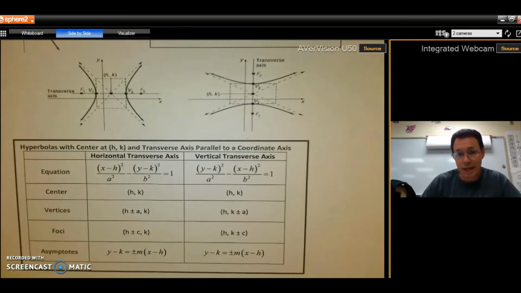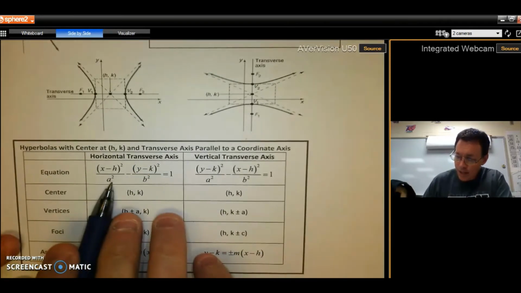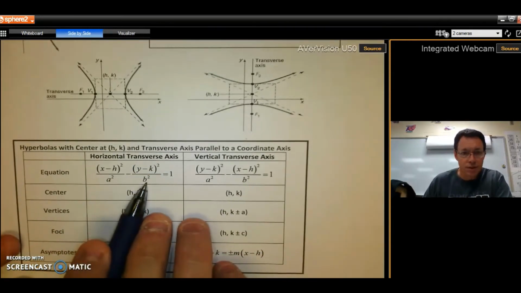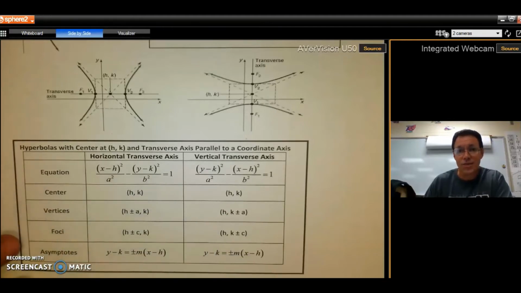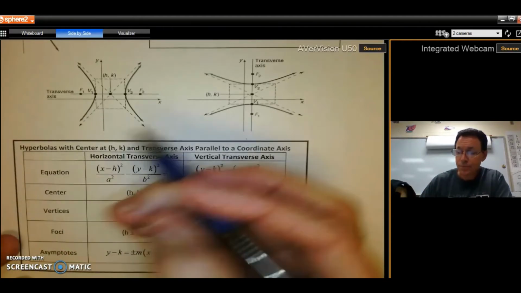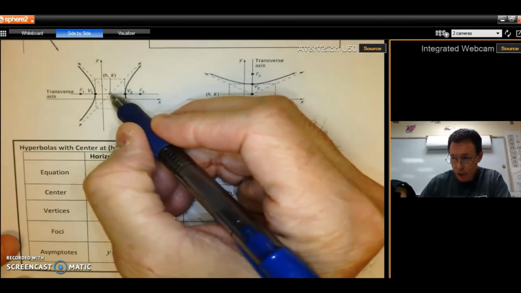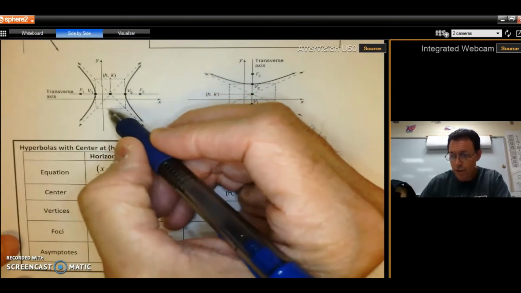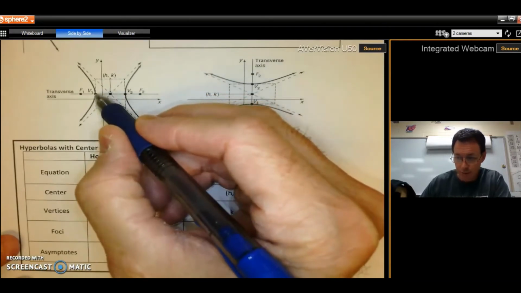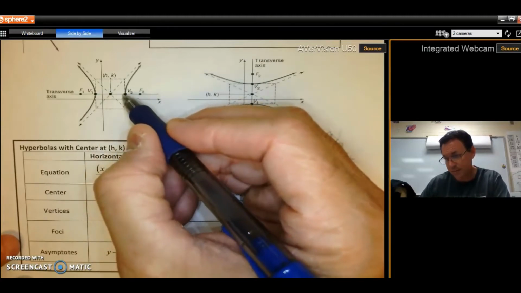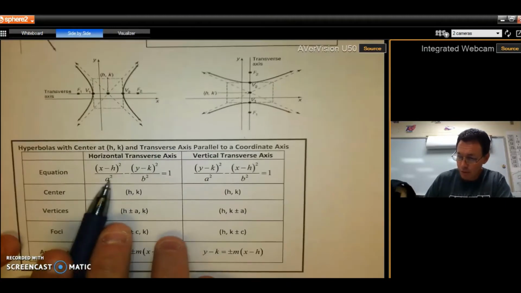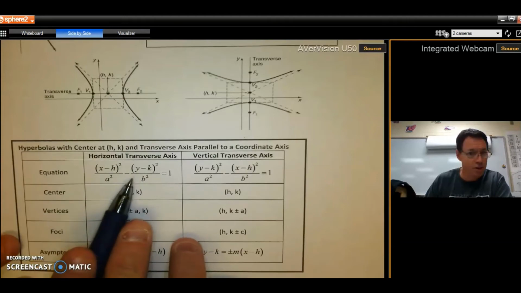Okay, so what is the box? Well, that's what your a squared and your b squared are going to do. We are going to draw the exact same thing we drew yesterday. We're going to find our center. We're going to go up a certain amount, down a certain amount, left a certain amount, and right a certain amount. Those amounts are going to be controlled by the square roots of these two numbers, just like an ellipse.